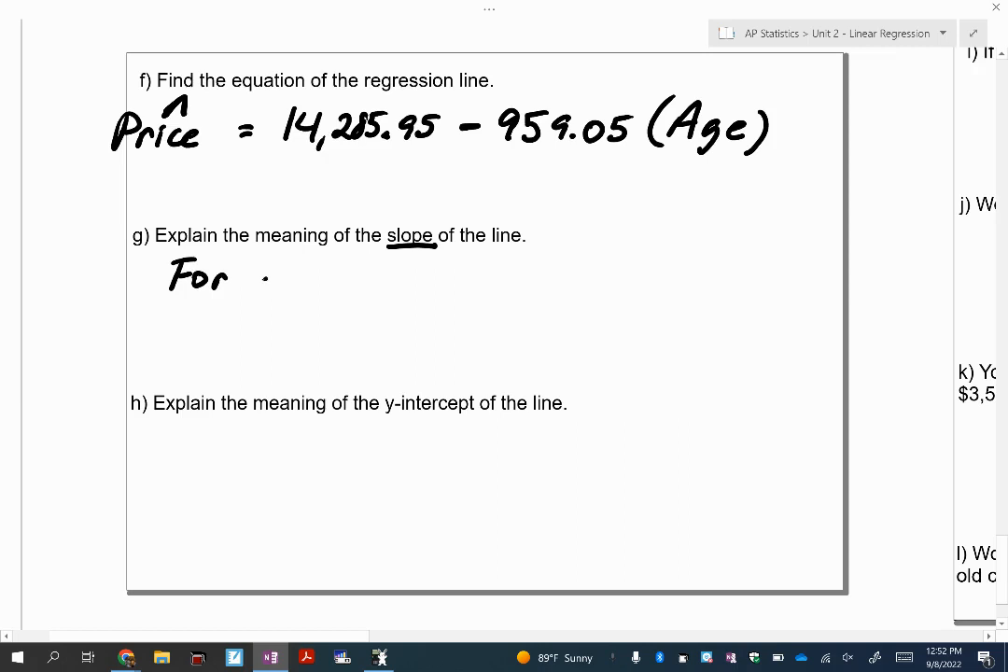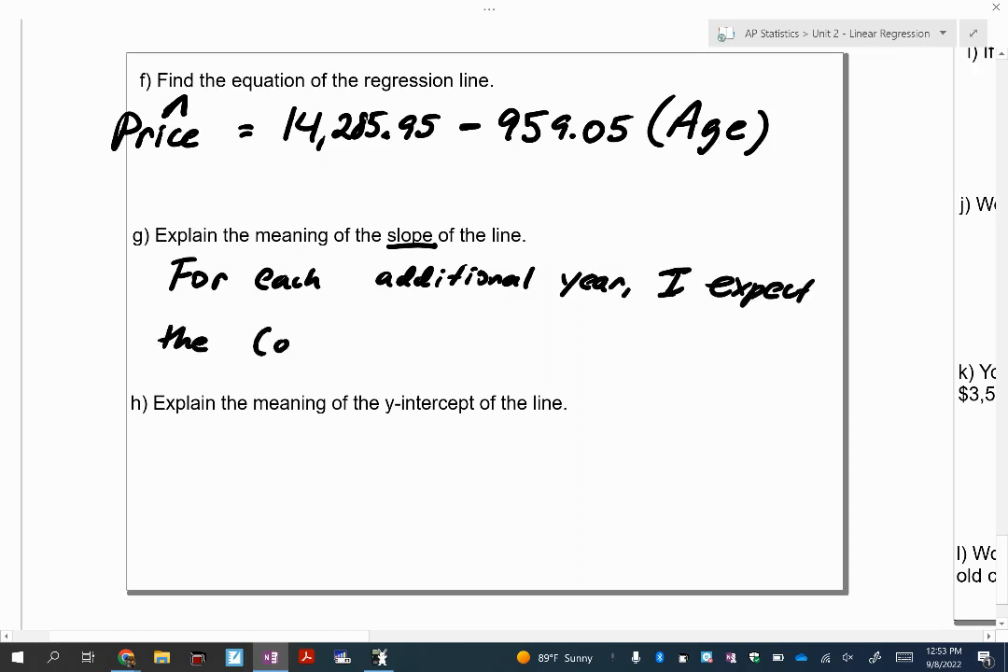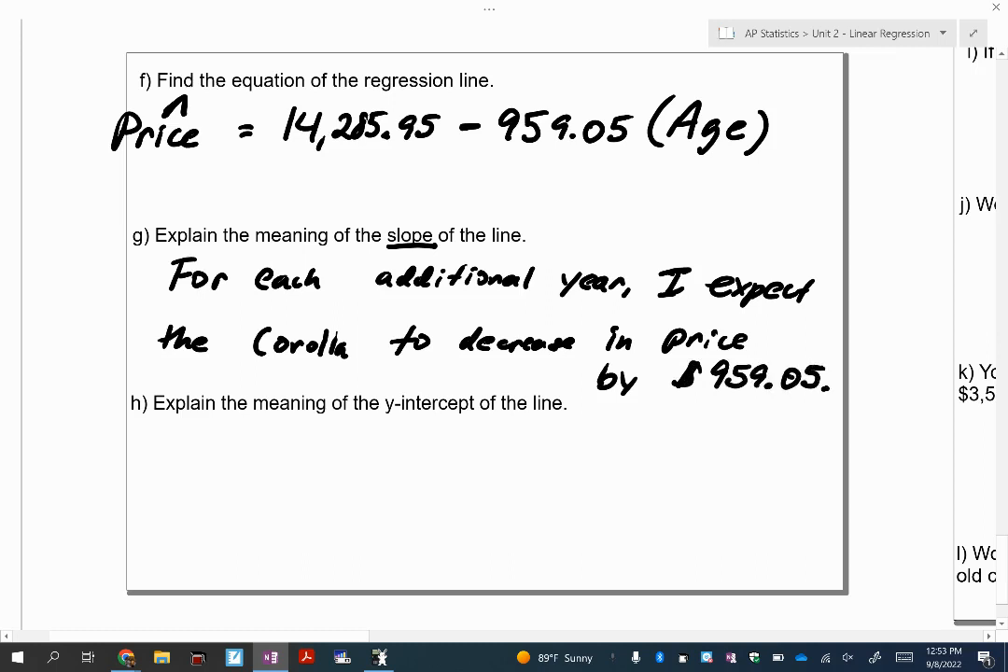So for each additional year, I expect the Corolla to decrease in price by $959.05. Again, this is just an expectation based on this model, which makes sense. We think that car prices will go down as they depreciate, so we're saying we expect it to go down by almost $1,000. Now the y-intercept.